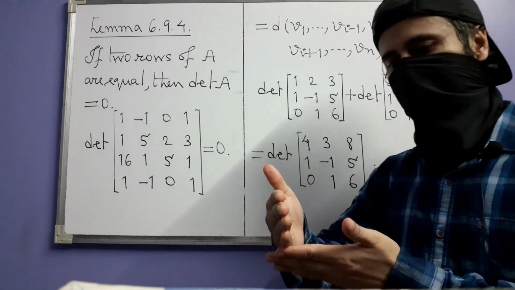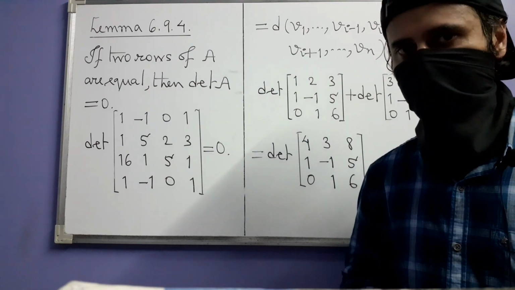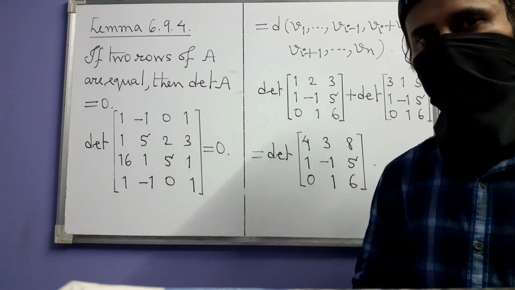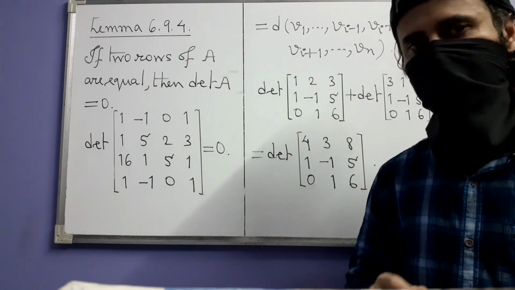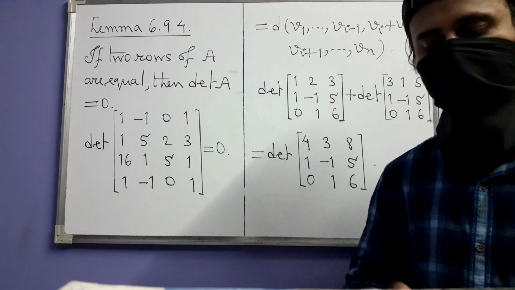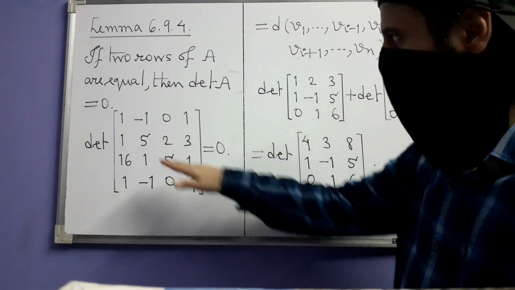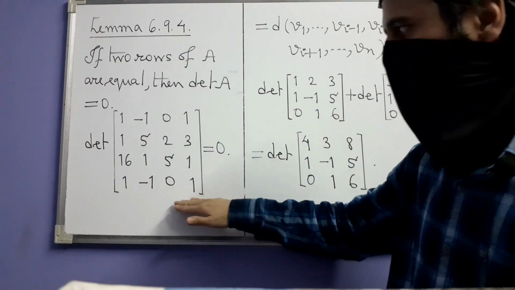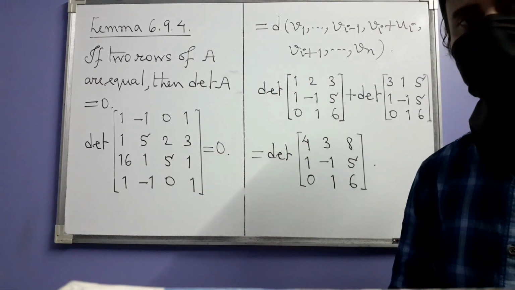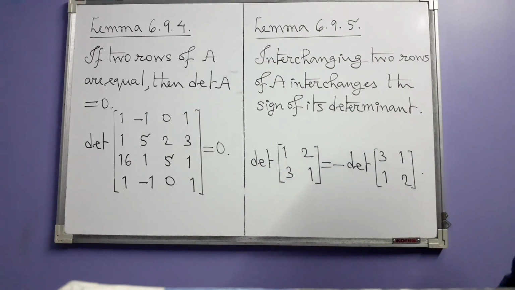How many terms will that sum have? As many terms as there are sigmas in S4, the symmetric group of degree 4. How many elements does that group have? What is the order of the group? 4 factorial, 24. So there will be 24 terms. But there is no need to do those things because the first row and the fourth row are equal. So by this lemma, you know that the determinant is 0. That's it. Next you have lemma 695.